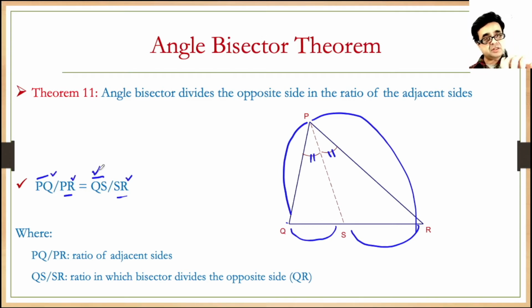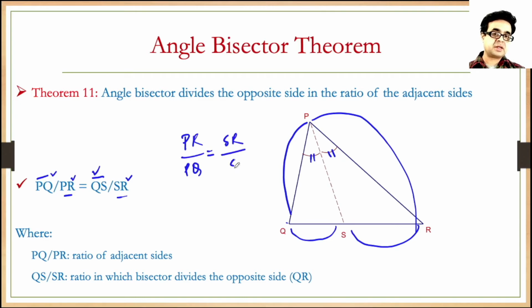You can write the ratio the opposite way also. So PR divided by PQ equals SR divided by SQ. Now in this case, Q is always at the bottom in the denominator and R is always at the top. So this is important. If you mix and match, then you will have a problem because the ratio will be incorrect.